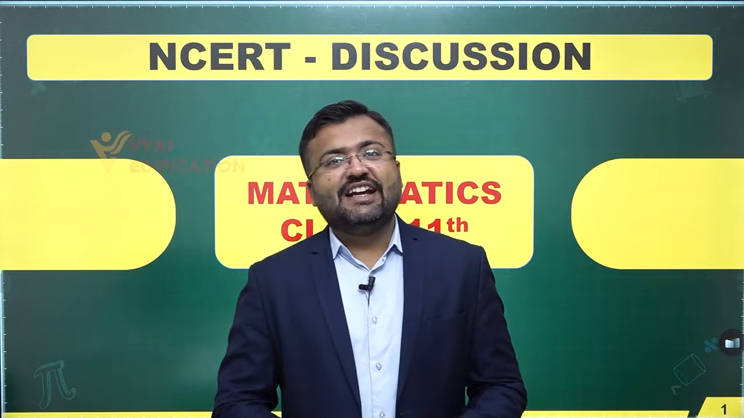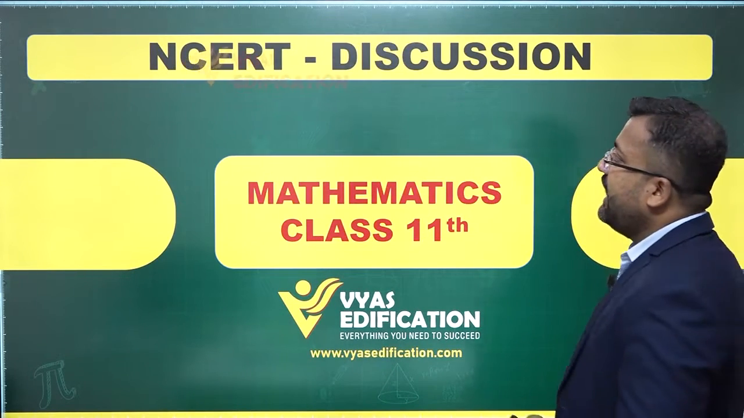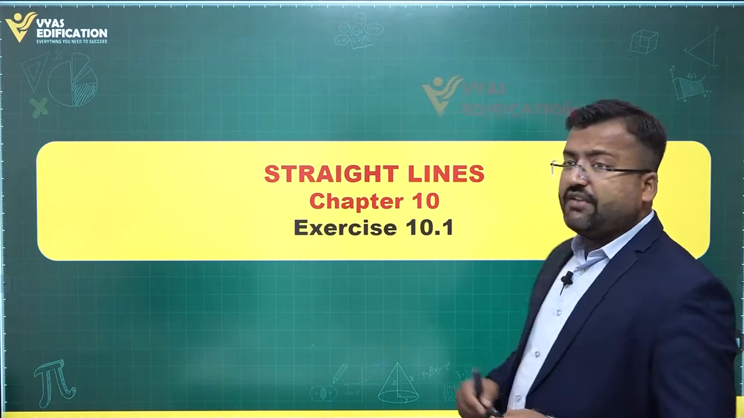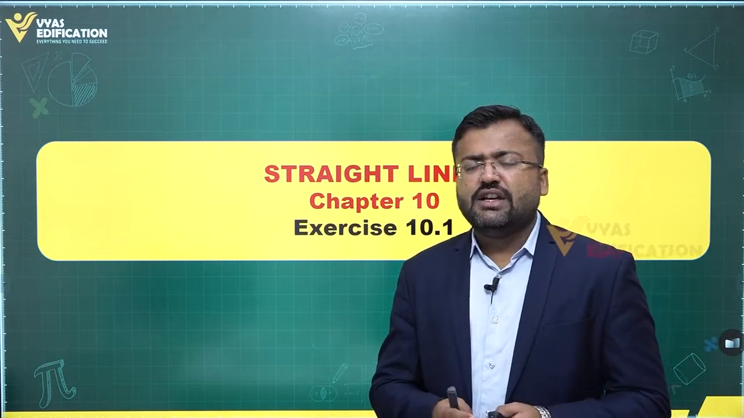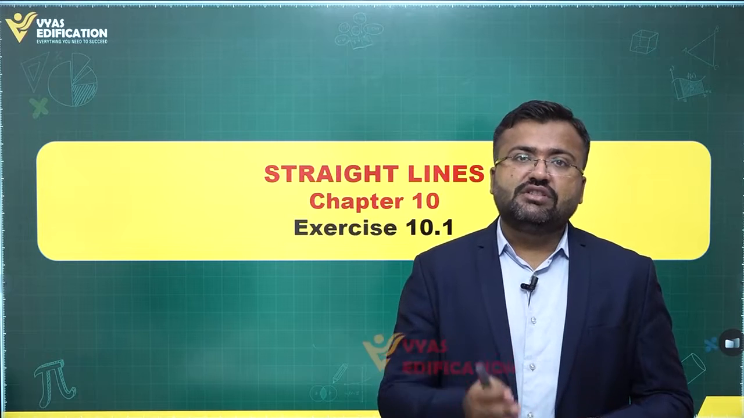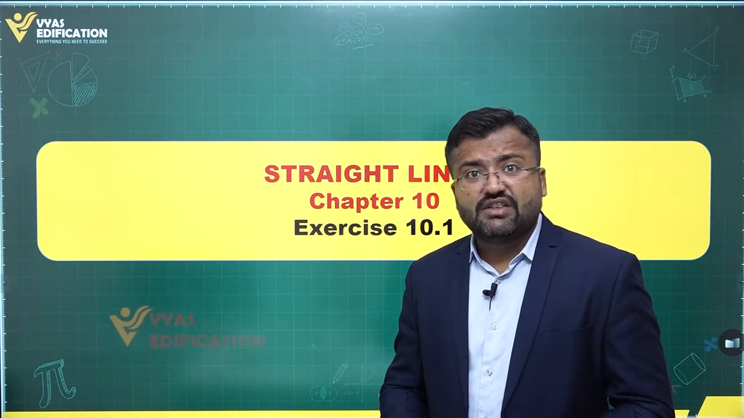In this series of NCERT discussion, it is time to continue further with Mathematics class 11th, and the chapter that we are going to deal with today is straight lines. We'll be beginning with exercise 10.1, which is based on the basic concepts of straight lines, related to, for example, distance formula, section formula, area of triangle. These are some simple concepts which I have studied in the previous classes.